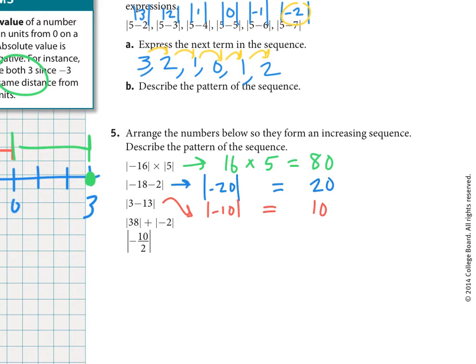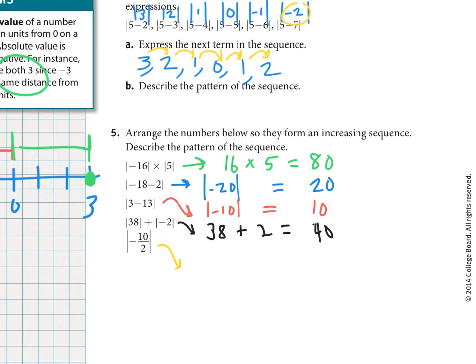Okay, next one. The absolute value of 38 plus the absolute value of negative 2. The absolute value of 38 is just 38, plus the absolute value of negative 2. What's the absolute value of negative 2? 2. And now we can do 38 plus 2, which is 40.